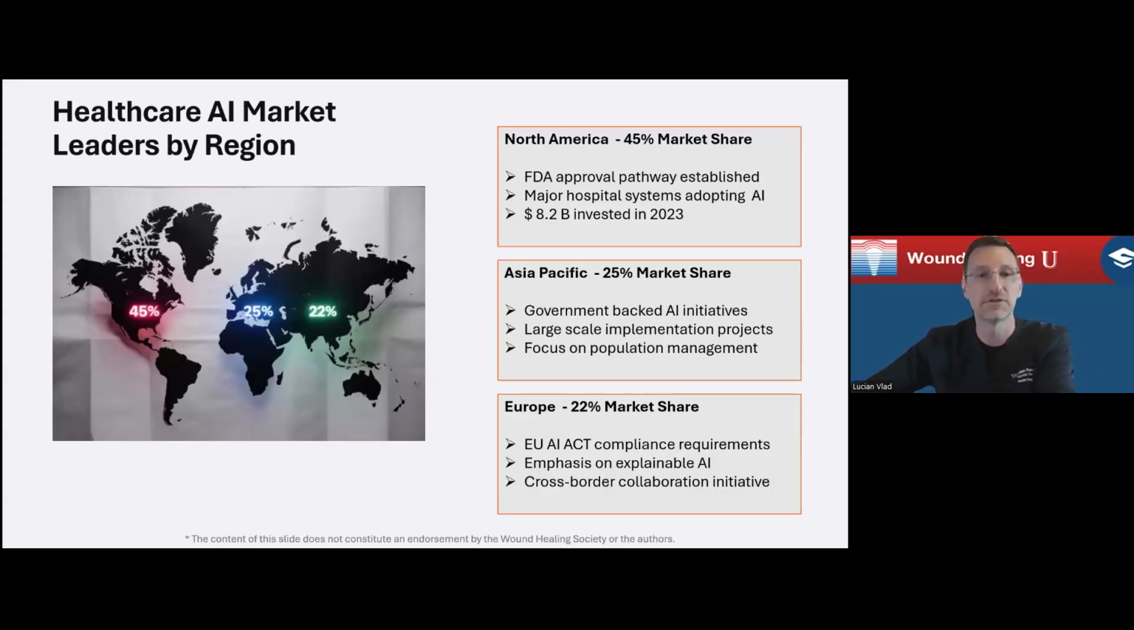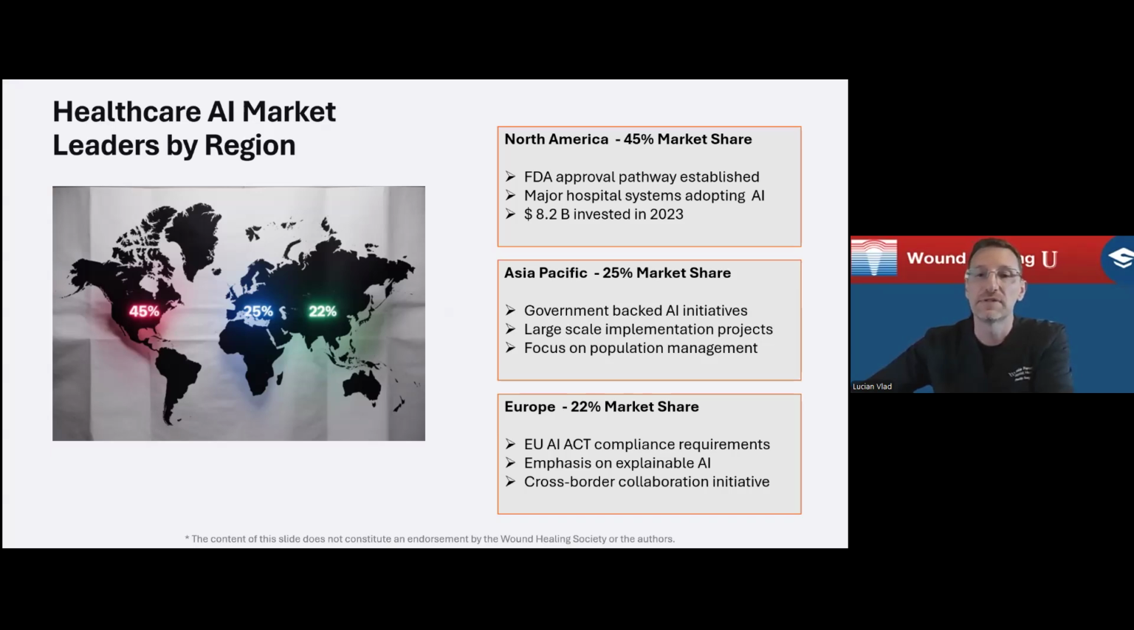If you look at the geographical distribution, North America is the current leader and has the largest share, estimated at about 45%. This dominance is attributed to very mature and digital healthcare infrastructure, major technology and pharmaceutical companies, and a robust venture capital ecosystem. Investment in healthcare AI startups in North America reached 8.2 billion in 2023, as I mentioned before. There has been strong investor confidence the past few years.